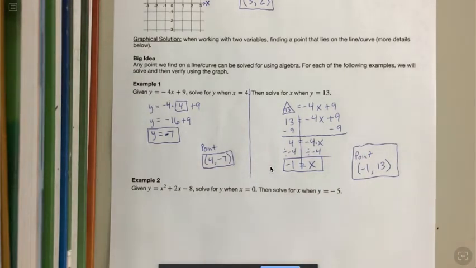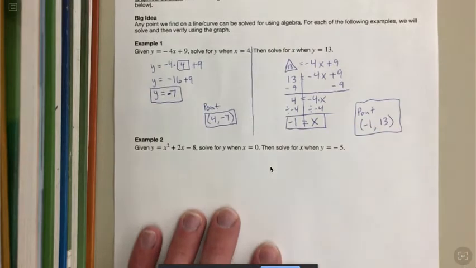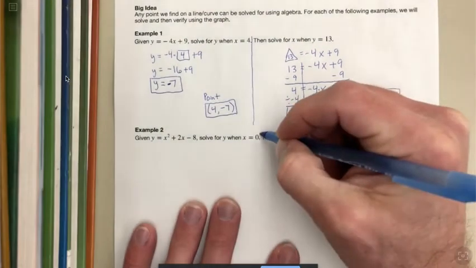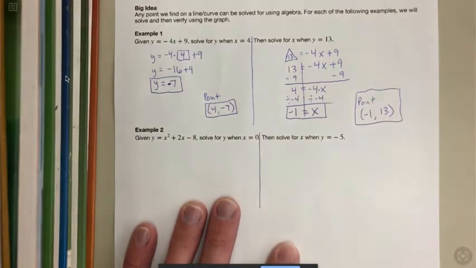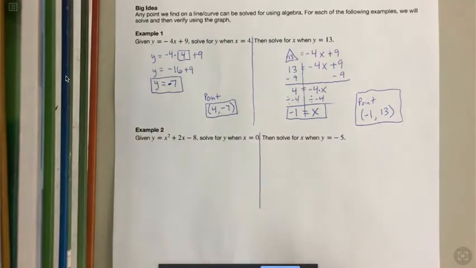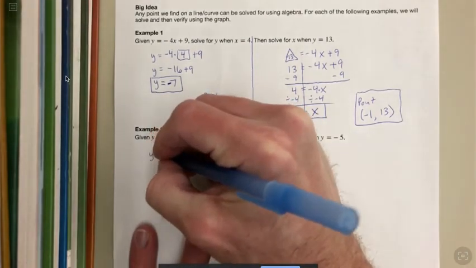So I want you to get used to the idea that whatever you solve for has some matching component graphically. All right. So if you're comfortable with that idea, let's take a look at example 2. Example 2 is exactly the same idea, but I brought in the idea of having an x squared term. But nothing changes. It's the same thing.